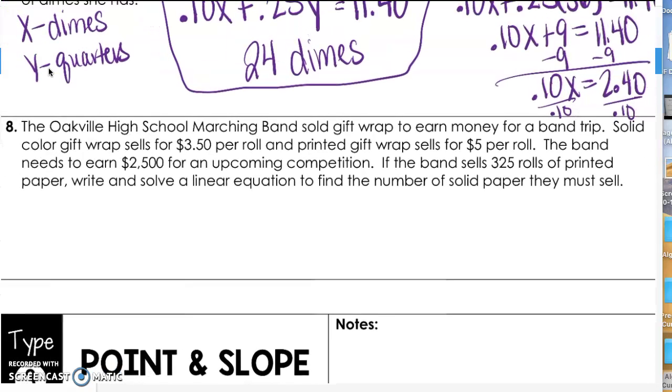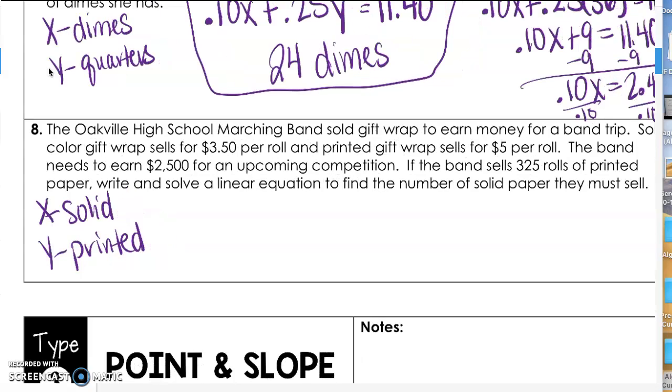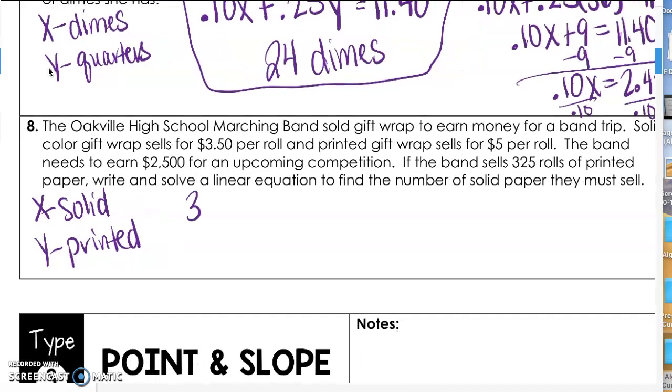Okay, and our last one, our marching band is selling gift wrap. So we have solid and printed. So I'm going to call x the solid and y the printed. If you would rather use s and p, you can do that. It's totally up to you. So $3.50 for a solid roll. So $3.50x plus $5 for a printed roll. So 5y is equal to $2,500. There's the equation you would need.